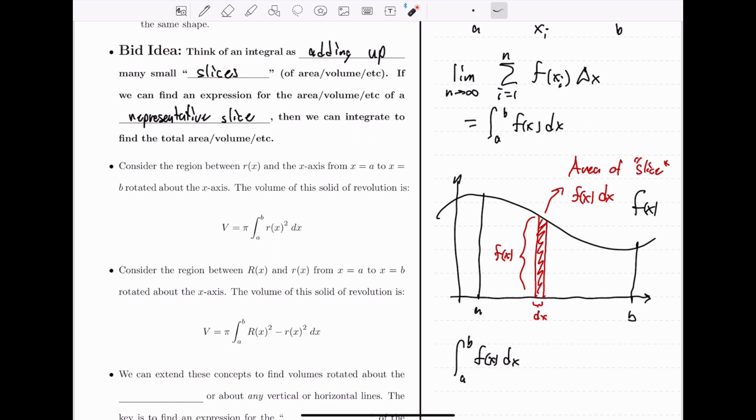But where does this formula come from? How do we come up with this? The pi, the integral of r of x squared? Well, let's take a look at developing this. We won't do this very rigorously, but we'll get an intuitive understanding of why this formula is true.